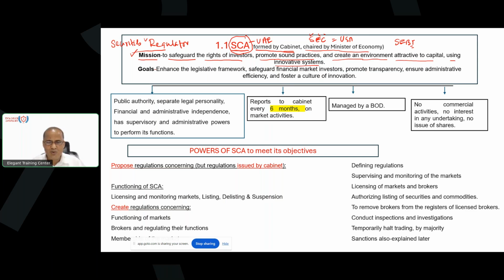Clear? You may have to read it once or twice, then you will understand. You don't have to really memorize this. Goals: what are the goals? Enhance the legislative framework, safeguard financial market investors, promote transparency, ensure administrative efficiency, and foster a culture of innovation. So these are the goals and mission of the securities regulator, the SCA.